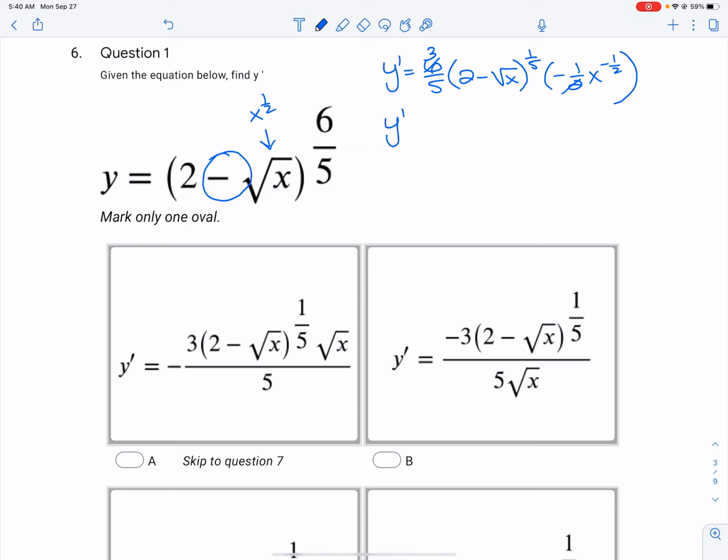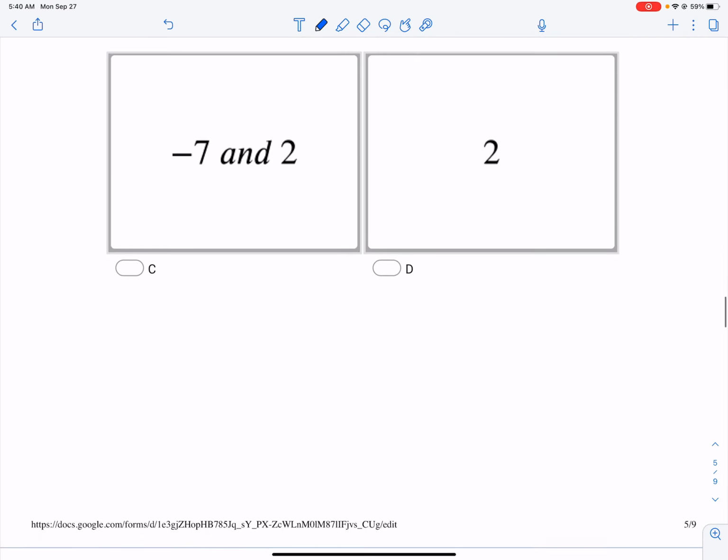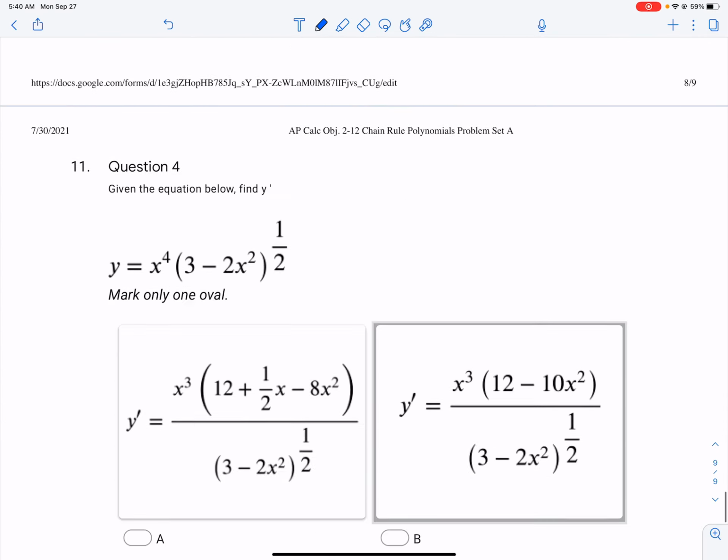So then I have y prime is equal to, let's see, 3, 2 minus root x to the 1/5 power divided by 5 root x. Oh, there should be a 3 here. Okay, and that is this one. Question 1, question 2.